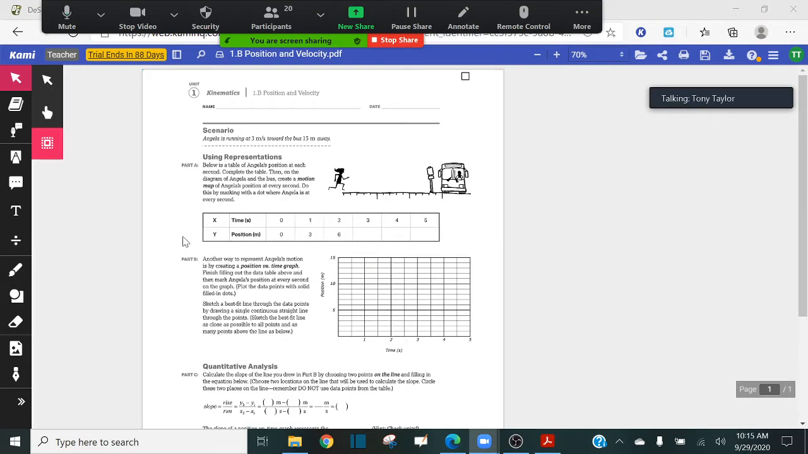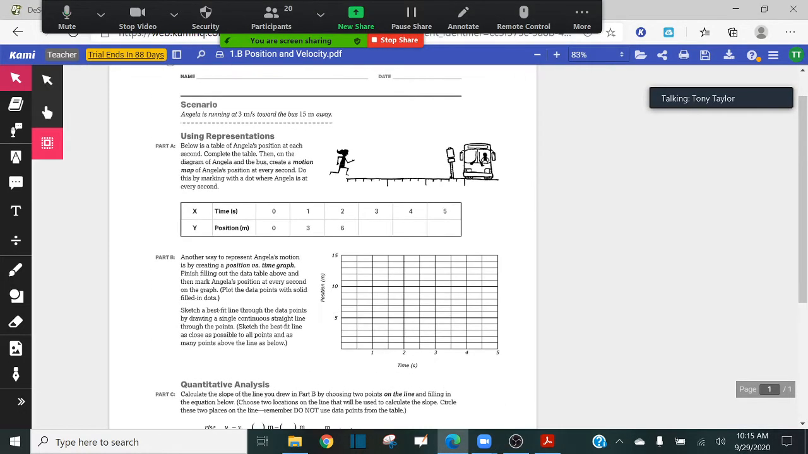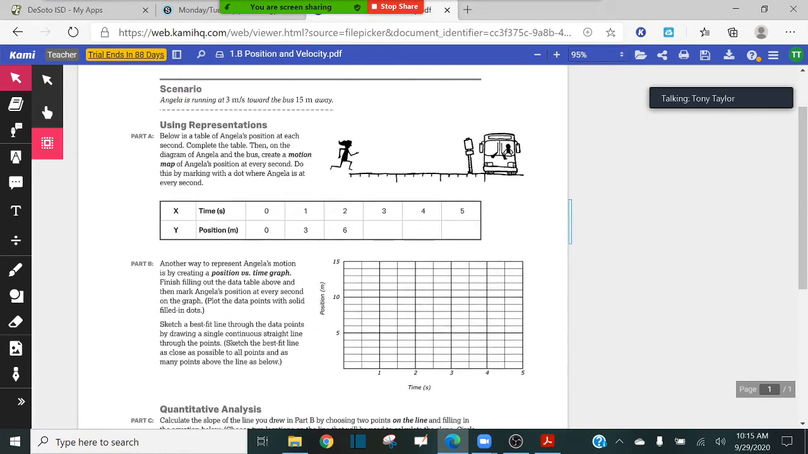Okay, let me go back to this. Sorry, guys, I had to clear the page first before we can get started.